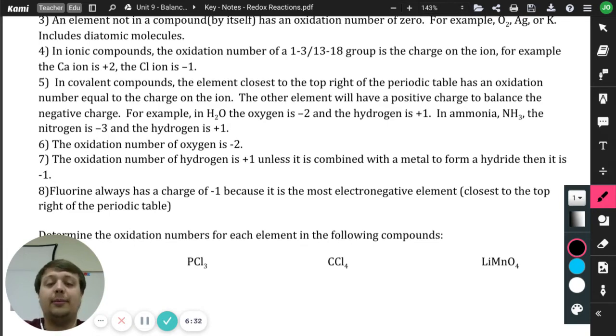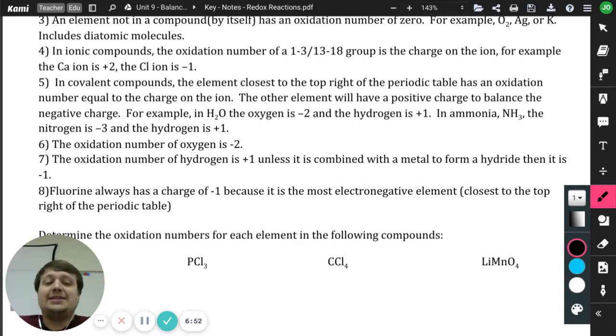Okay, so the example for that, we don't tend to actually use them much in this class, but if it's forming a bond with a metal, so magnesium hydride or something like that, then you would have that hydrogen with a negative charge instead of positive.